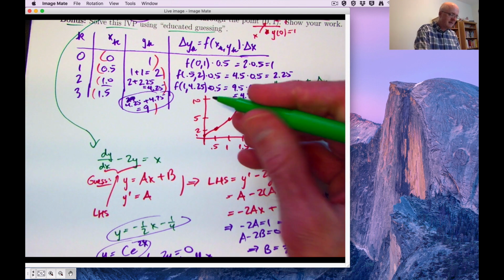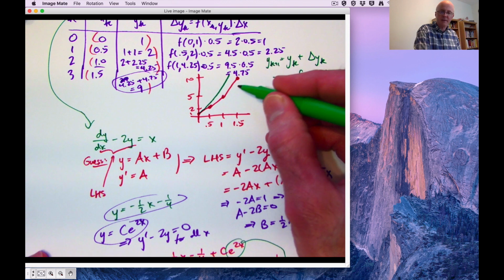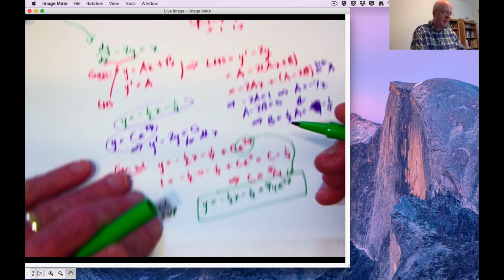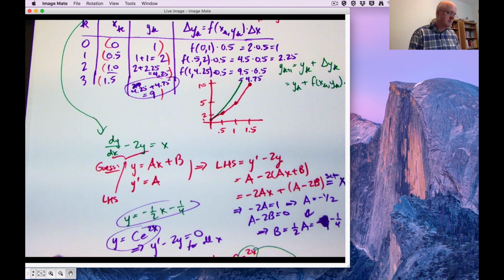In reality, the true solution is going to be, because it's concave up, the Euler's method approximation is going to be underneath it. It's going to be too small. That's what you'll see if you graph this along with the original approximation from Euler's method.